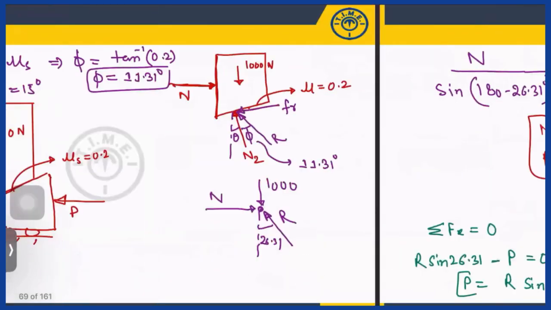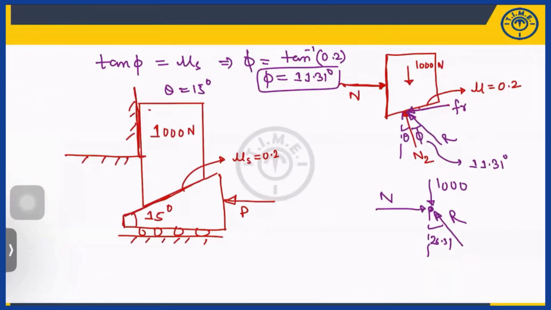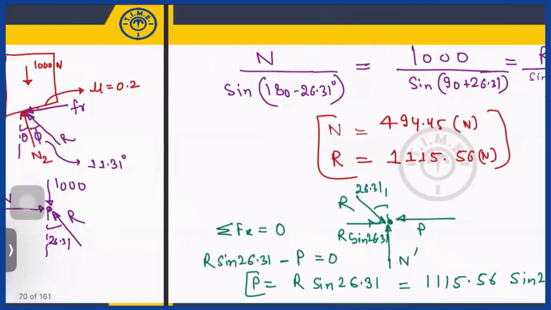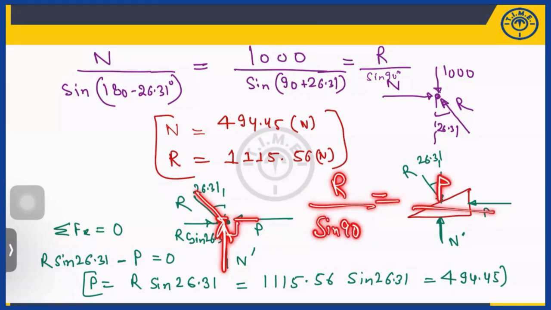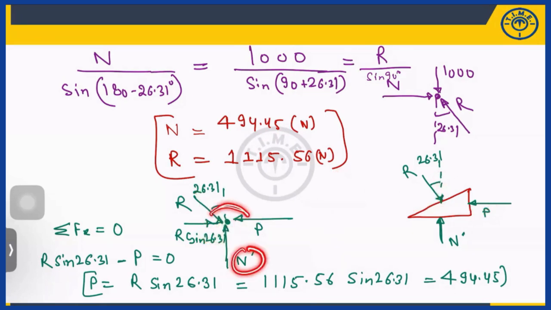So in case of wedge friction also, you can resolve in x and y direction. I have resolved like this. Or you can consider Lami's theorem also. Three forces are acting. R divided by sine of 90 is equal to P divided by whatever this angle, then N dash divided by this angle. This is 26.31, this is 90. Then you can calculate the unknown. That means the application of Lami's theorem will be in wedge friction also. Either you can resolve the forces in the x direction, that is the generalized way, or use Lami's.